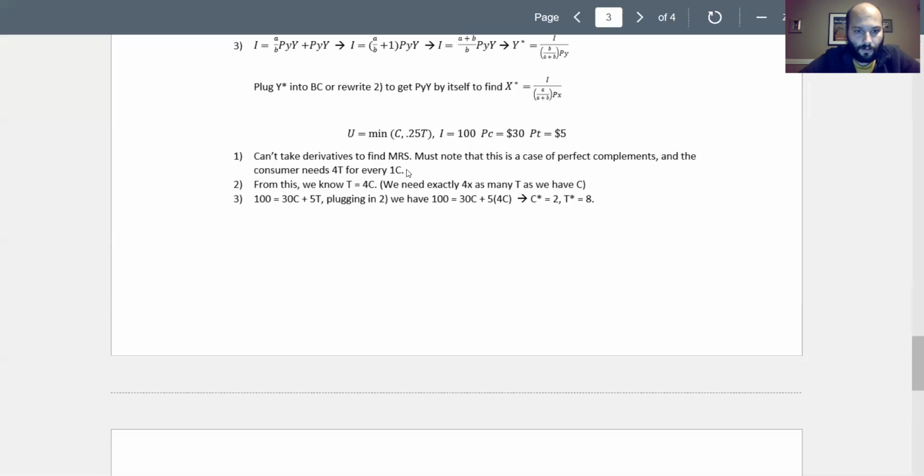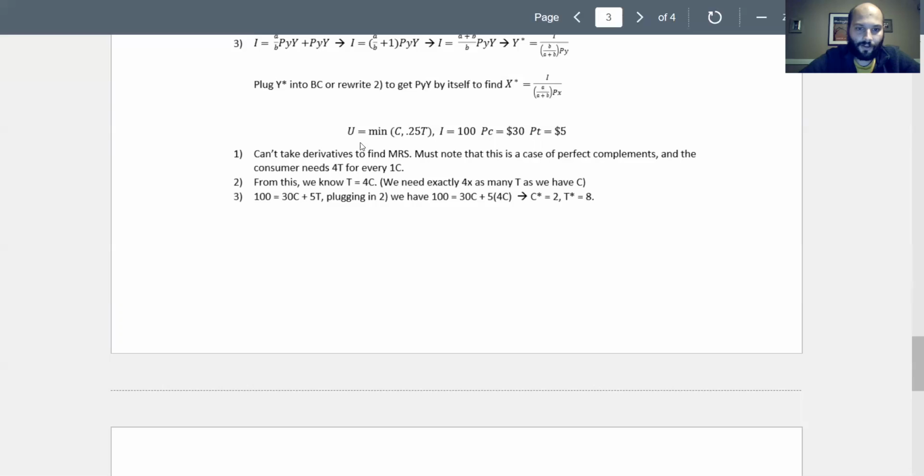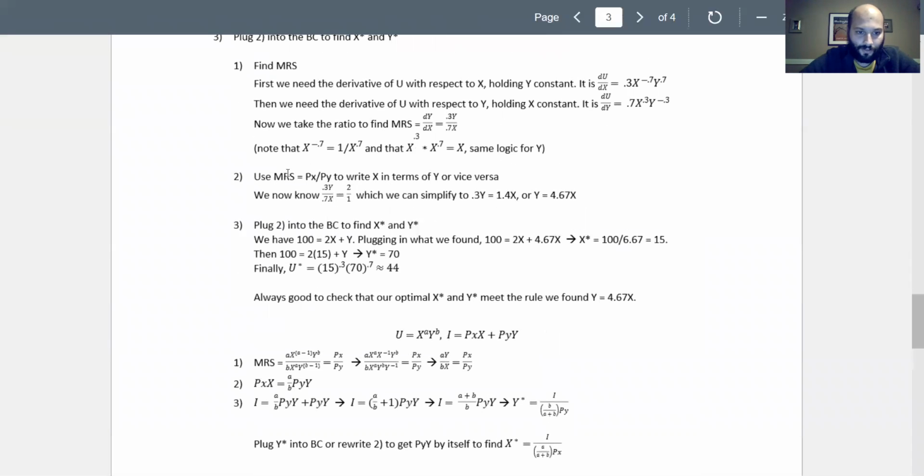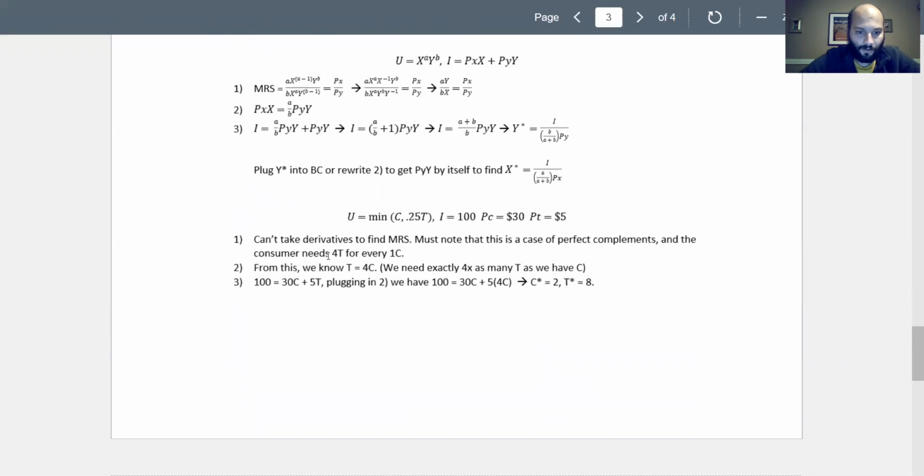Right, so now we know that T equals 4C, and it's worth noting, take some time to think about at the beginning of the problem, what type of utility function is this? Because if we have this minimum function for perfect complements, we're not going to be able to just go in and start taking derivatives. But what we do know is that T equals 4C. We need exactly 4 times as many tires as we have cars. So if C equals 1, how many tires do we need? 4.